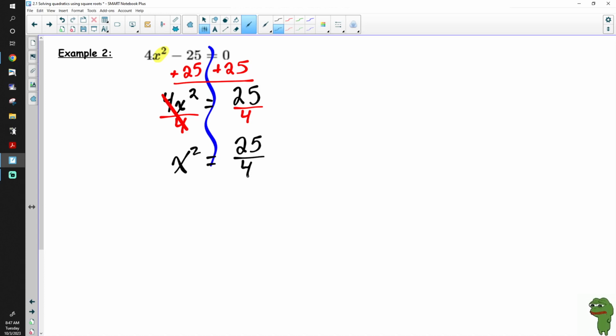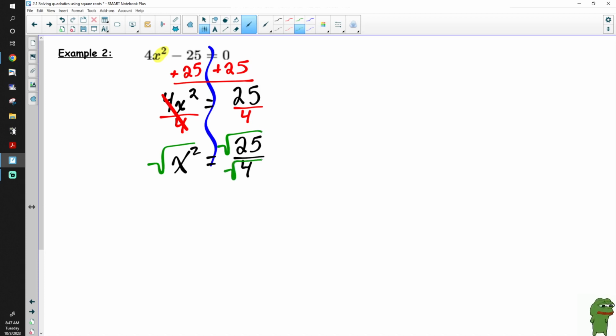In order to get rid of our squared, what do we do to both sides? In order to get rid of the x squared, I want it to just be x. Square root. Now, here's where you have to watch very carefully. I have to square root not just one side, but both sides completely. So I need to square root the x squared. And I have to square root everything on the right side. So I have to square root the 25, and I have to square root the 4.